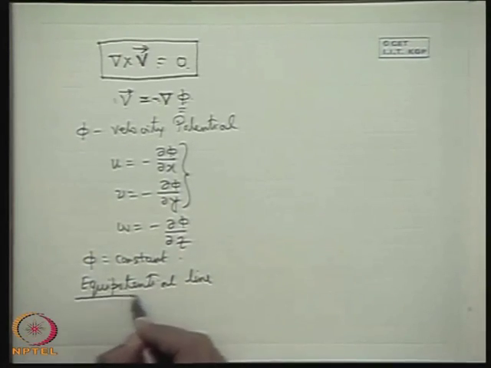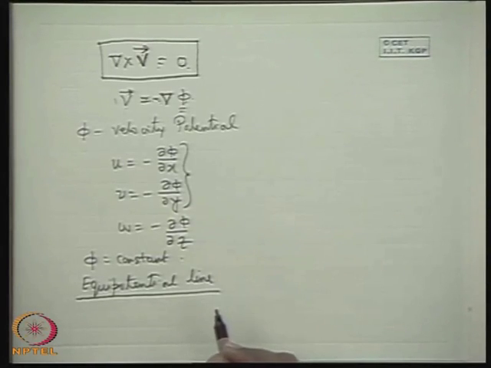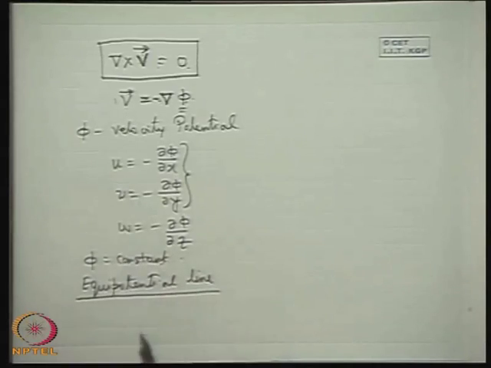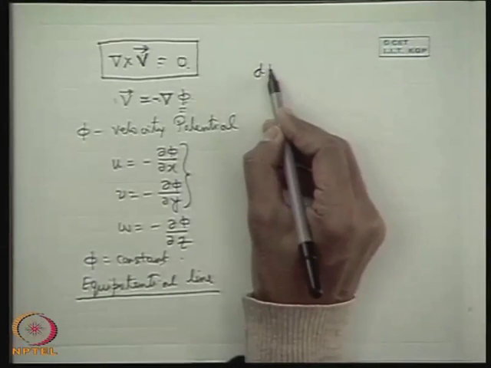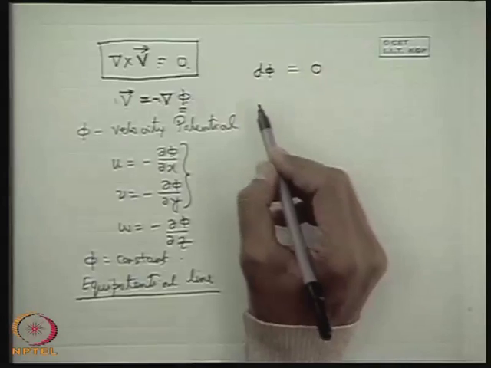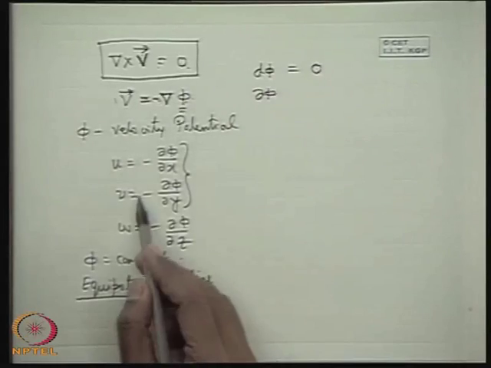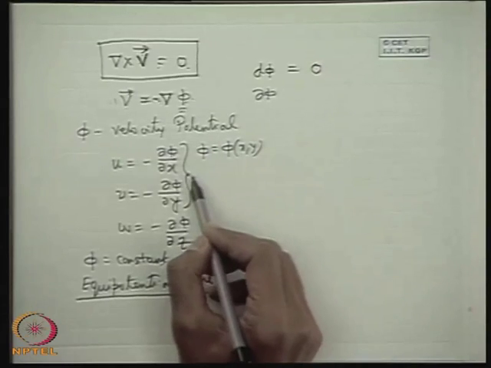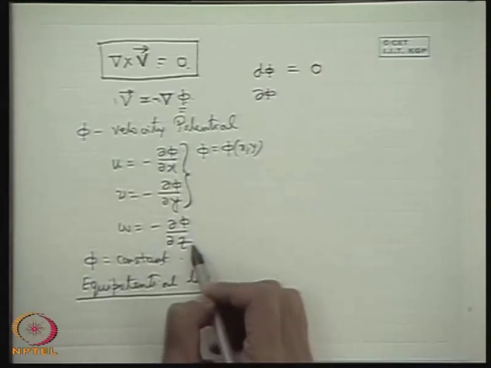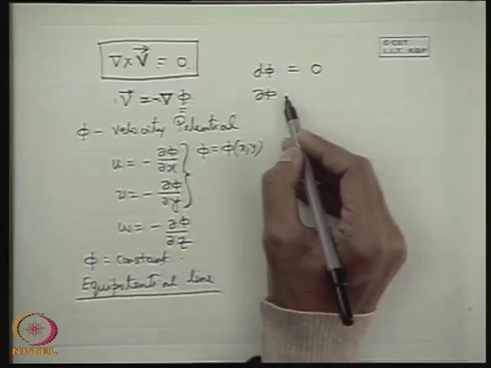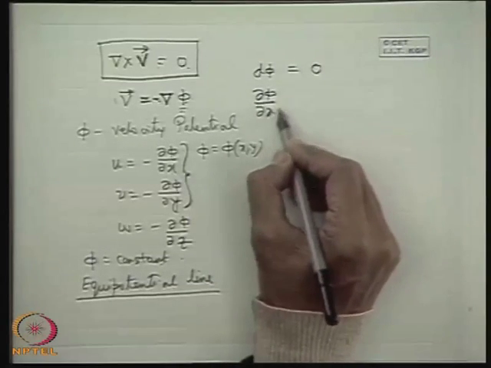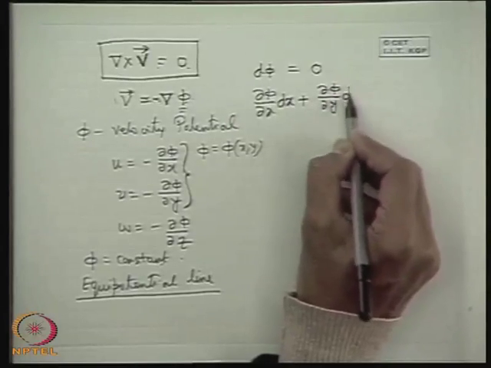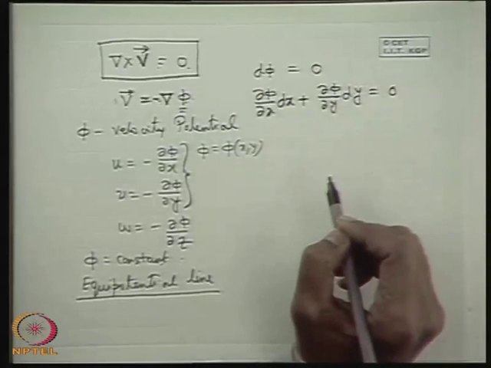Now let us find out the equation of the equipotential line. The equation of the equipotential line means phi is equal to constant. But we try to derive it in terms of u and v. What to do? You write it in differential form, that d phi is 0. Now what is d phi? Because phi is a scalar function of the point coordinates x and y in a two-dimensional system, and in three-dimensional flow a function of x, y and z, d phi is del phi del x dx plus del phi del y dy, and that must be equal to 0 along an equipotential line.